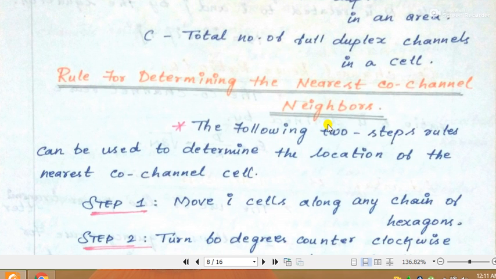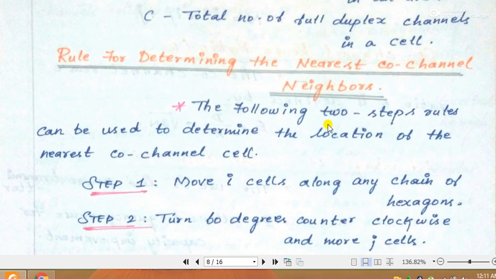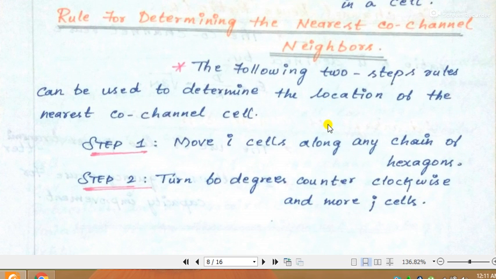And the rule for determining the nearest co-channel neighbor: how to allocate the same frequency channel to the nearest neighbor. This is the rule. First, we have to choose any one adjacent cell, and move i cells along any chain of the hexagon. Each cluster has 7 cells. We can move i cells along any chain of the hexagon. That is rule number 1. Then turn 60 degrees counterclockwise and move j cells. That is step number 2.